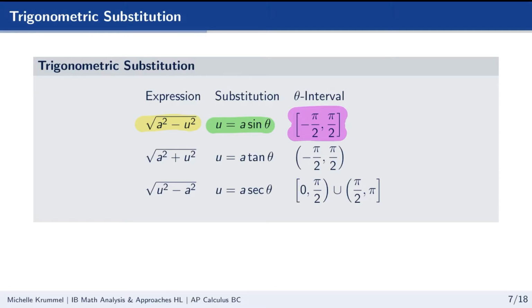All right, and then if we have an expression that involves the square root of a squared plus u squared, we're going to make the substitution u equals a tan theta. And if we are working with the square root of u squared minus a squared, we are going to make the substitution u equals a secant theta.